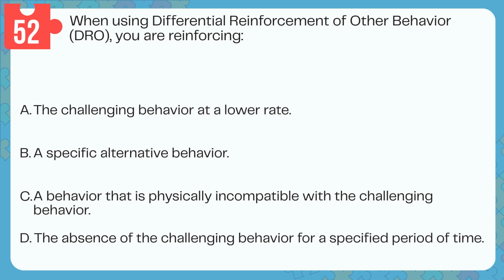Question 52. When using differential reinforcement of other behavior, DRO, you are reinforcing A. The challenging behavior at a lower rate. B. A specific alternative behavior. C. A behavior that is physically incompatible with the challenging behavior. D. The absence of the challenging behavior for a specified period of time.